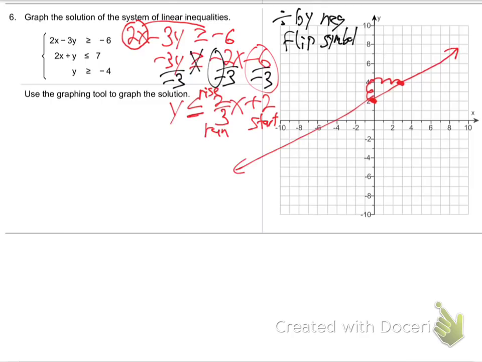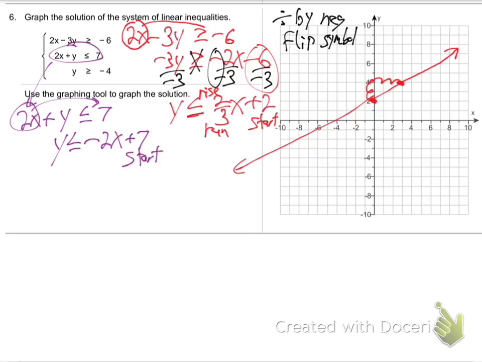Boom. All right, let's do the next one. Take this, bring it down, 2x plus y less than or equal to 7. Jump the 2x over, becomes minus 2x plus 7. We got y alone. We always get y alone. Start at 7 right there.